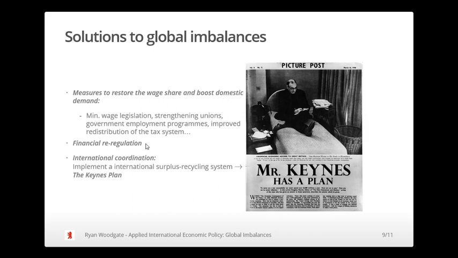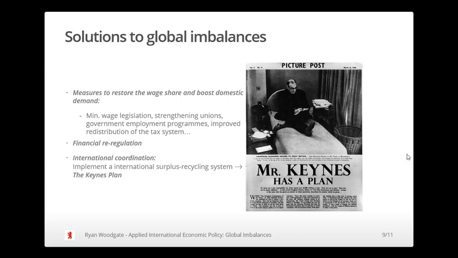Financial re-regulation is also clearly important in order to minimize the risk of debt-fueled consumption or financing non-capacity creating investment. But here we will add something new into our consideration, and that is the possibility of international coordination. So if you can implement some kind of surplus recycling system such that deficit countries like the US cannot run deficits for too long, and countries like Germany and Japan cannot run surpluses for too long, then you have essentially, clearly dealt with the problem.